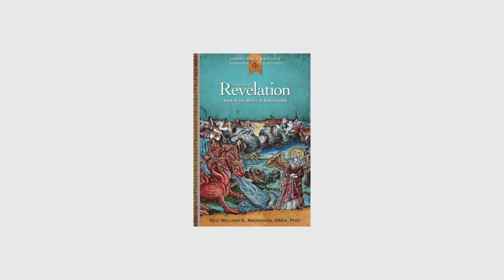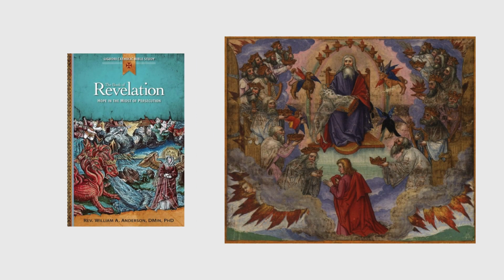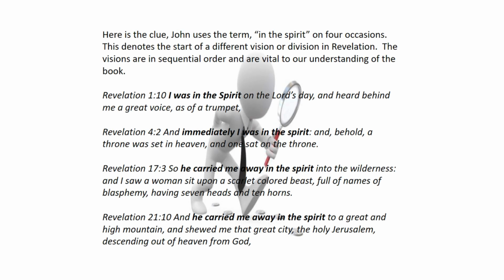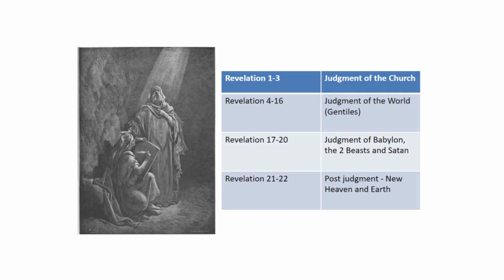The book of Revelation is not one big vision given to John, but it is in fact 4 different visions. Every time John says he was in the Spirit, it denotes a new vision. The visions include the judgment of the church, the judgment of the world, the judgment of Babylon, the 2 beasts and Satan, and last there is the post-judgment vision of the new heaven and earth.